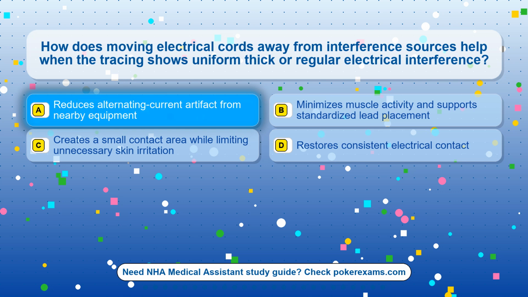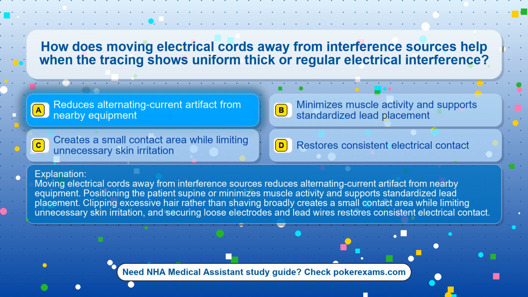The correct answer is option A. Reduces alternating current artifact from nearby equipment. Moving electrical cords away from interference sources reduces alternating current artifact from nearby equipment. Positioning the patient supine minimizes muscle activity and supports standardized lead placement. Clipping excessive hair rather than shaving broadly creates a small contact area while limiting unnecessary skin irritation. And securing loose electrodes and lead wires restores consistent electrical contact.